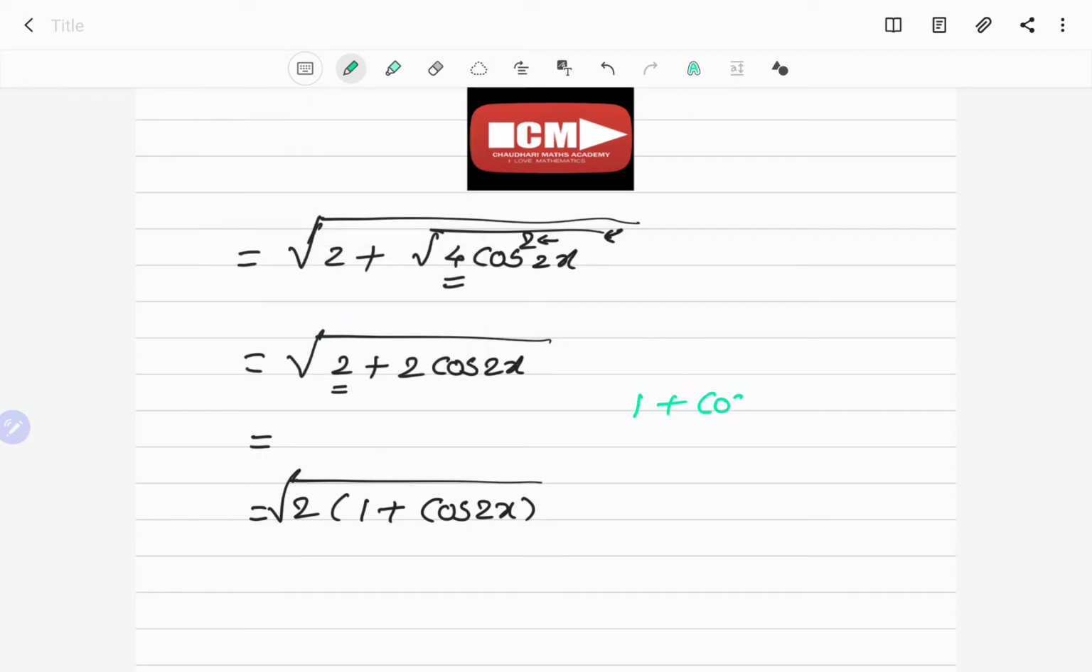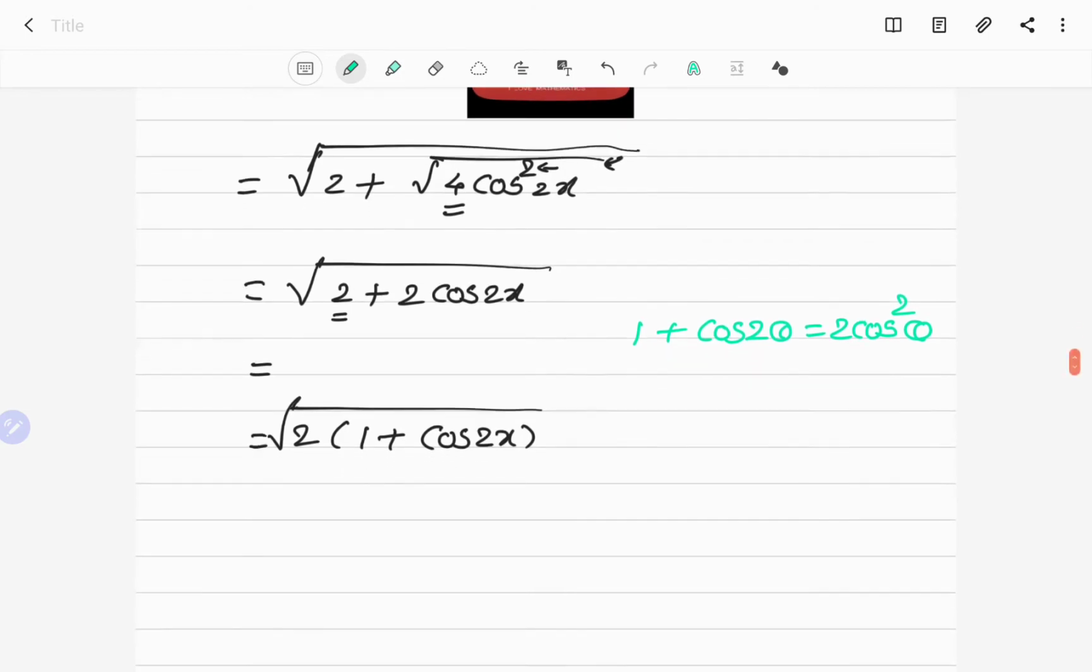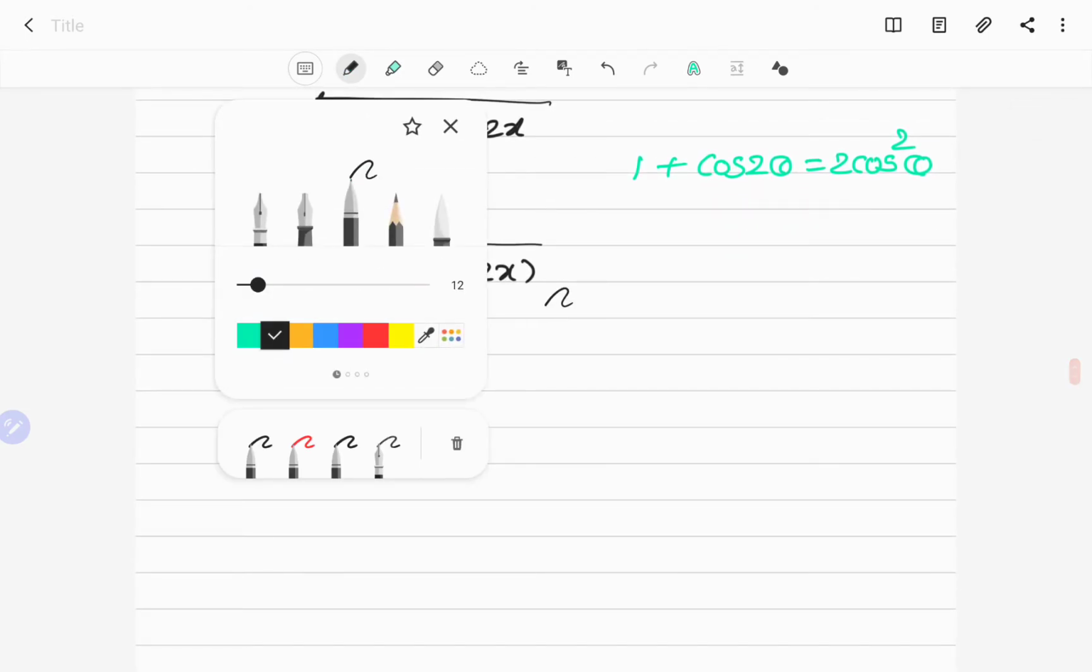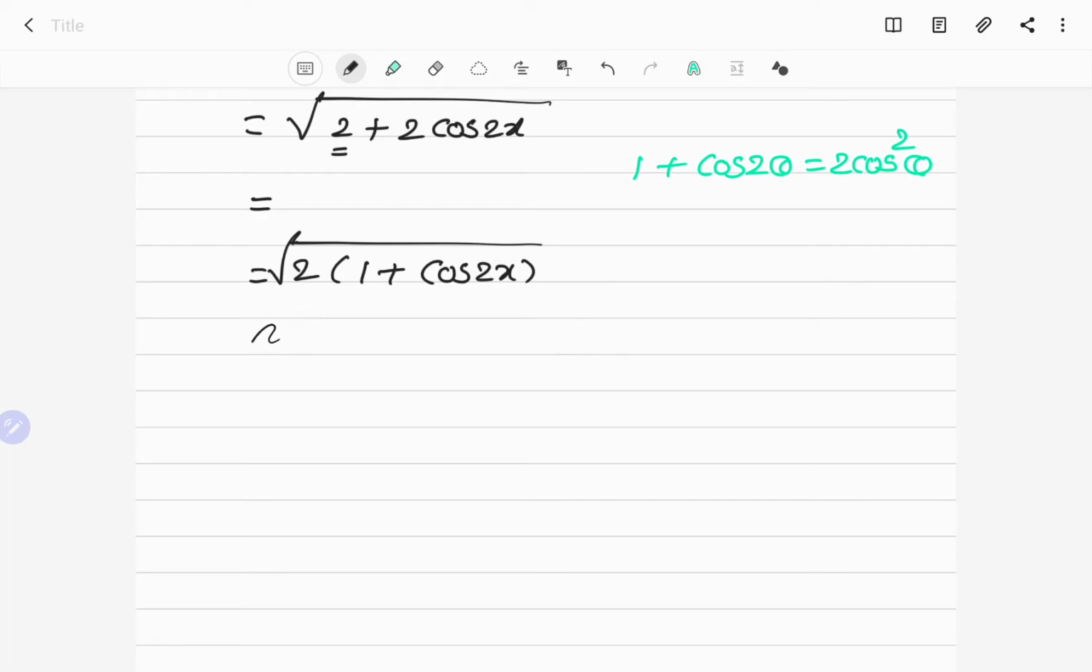1 plus cos 2 theta is 2 cos square theta. This is something that you have to remember, very important formula. So 1 plus cos 2 theta is 2 cos square theta. So this is under root 2. I am applying a formula for 1 plus cos of 2x. So let's apply the formula for 1 plus cos of 2x.